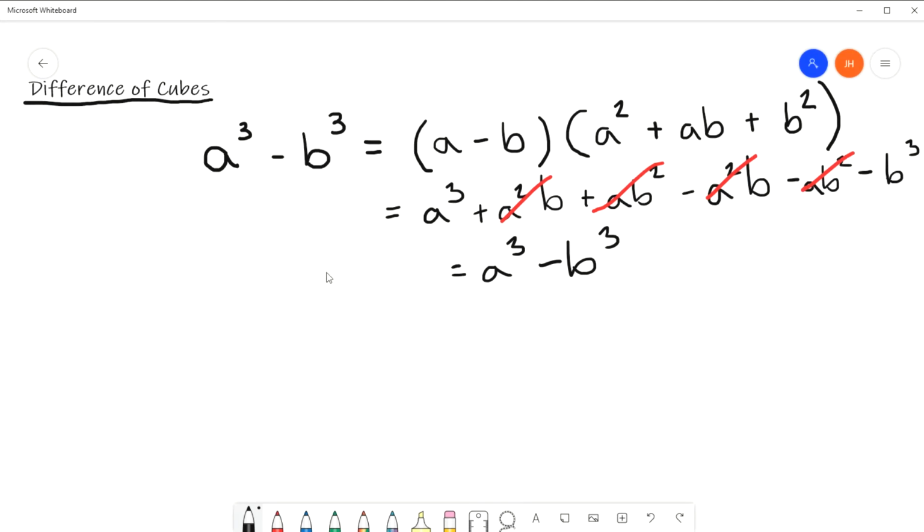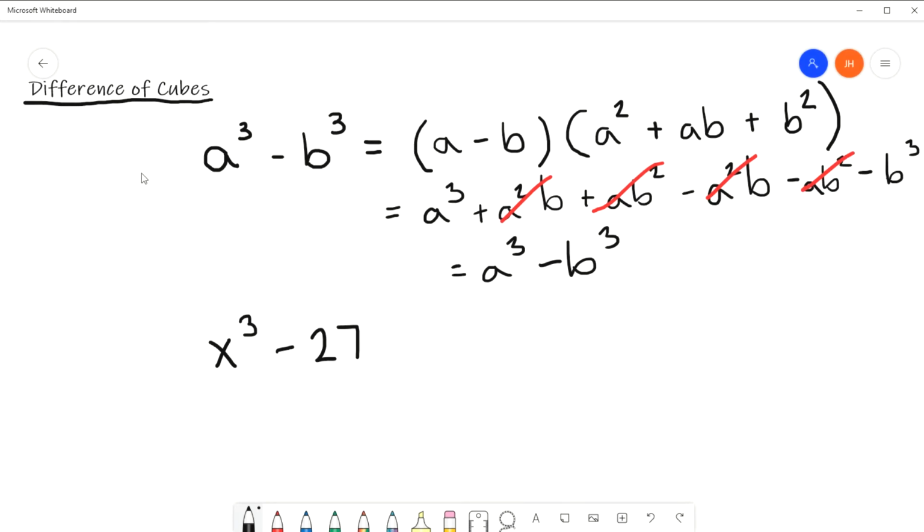So let's try an example then. What if I have x to the power of 3 minus 27? Now, this is where difference of cubes can be a little bit trickier because we're a lot more familiar with the perfect square numbers.